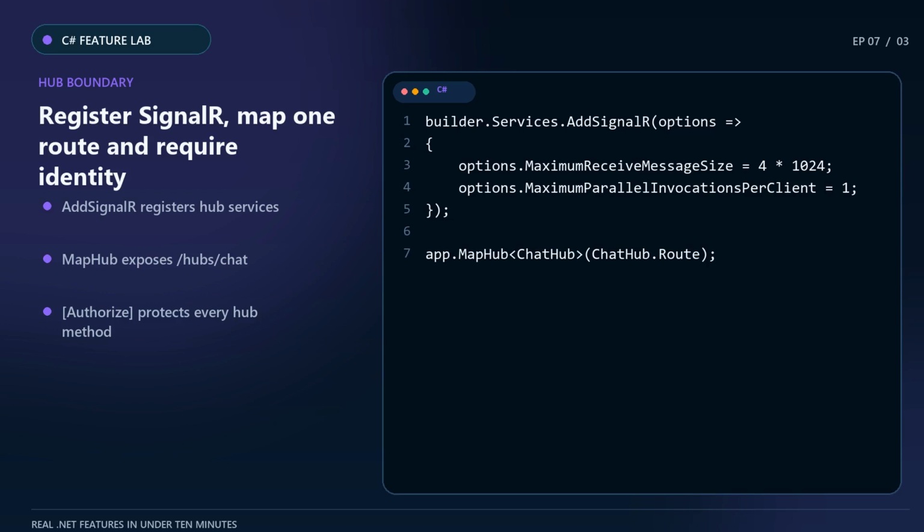The hub itself has the Authorize attribute, so authentication covers connection negotiation and every public method without relying on each method author to remember a check. Existing ASP.NET Core Identity issues the access token used by the test clients. Authentication proves that a known account connected. It does not make the message text trustworthy, so validation still belongs inside the hub.